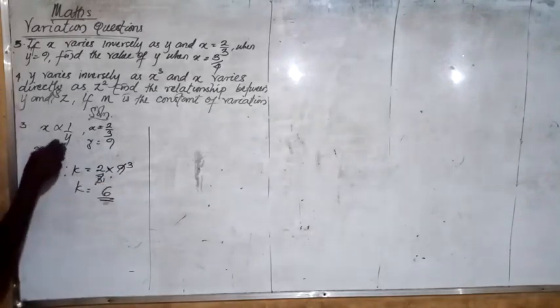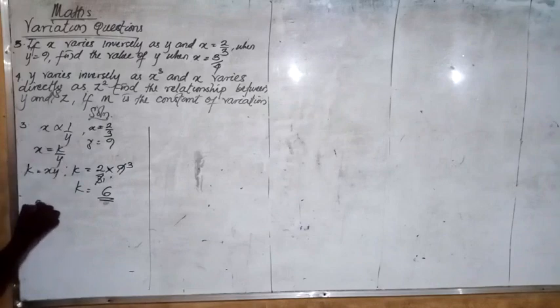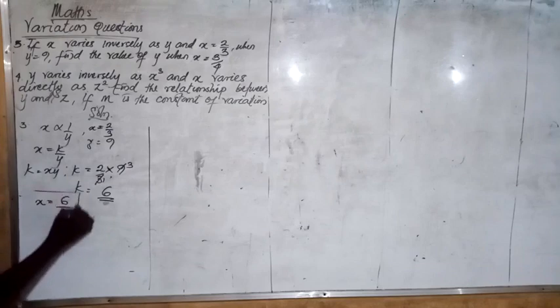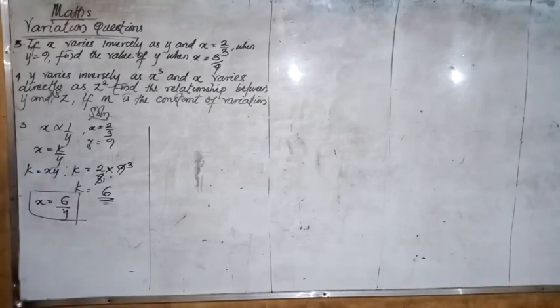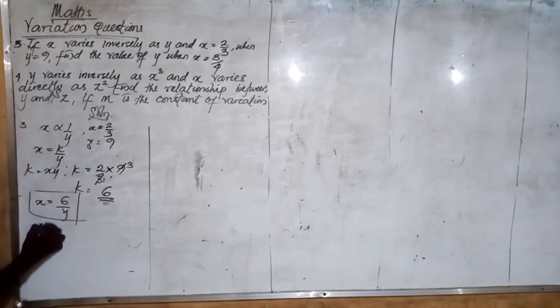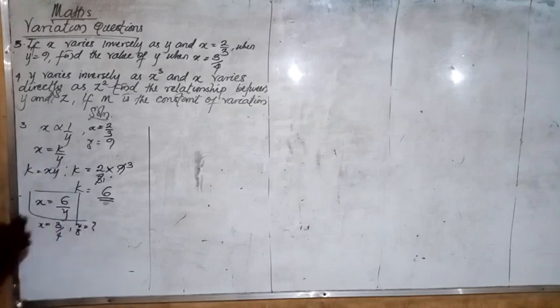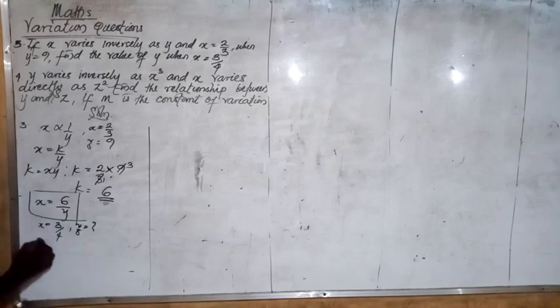Alright, so when we introduce the constant into the equation, we have x equal to 6 over y, and this is the formula connecting x and y. It says to find the value of y when x is given to be 3 over 4. y is what we are looking for here. So we simply plug our values into the equation.